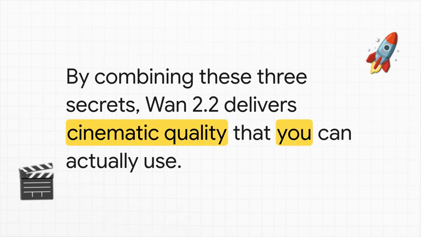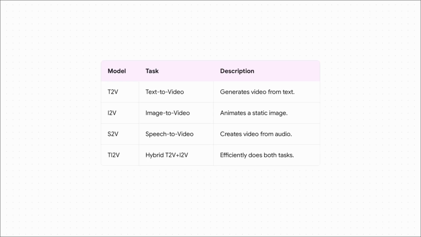All 3, working together, deliver that incredible quality we saw at the start, but in a package you can actually download and play with yourself. And we're not just talking about one tool here. The Wan 2.2 family is basically a full creative suite. You've got your standard text to video, sure, but you can also animate a still photo, create a video that syncs to a speech track, and there's even a super efficient hybrid model that handles both text and images. It's an amazing, versatile toolkit.